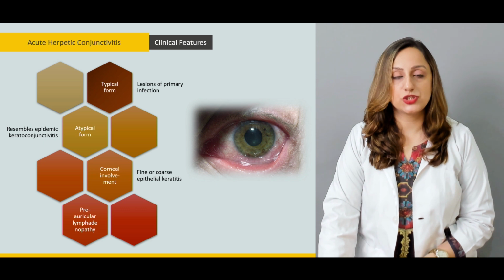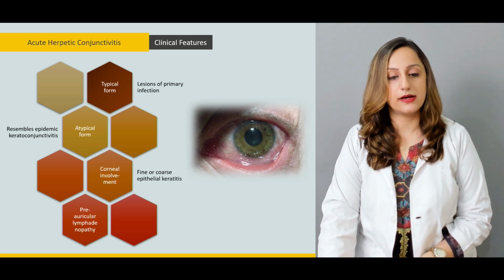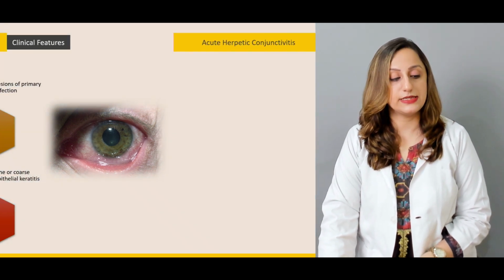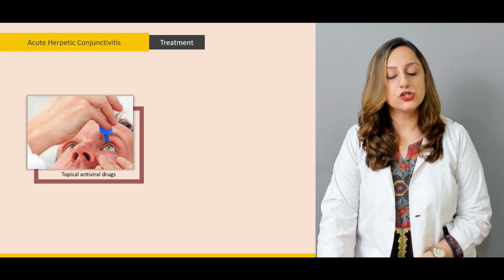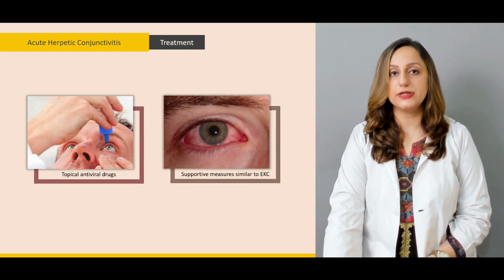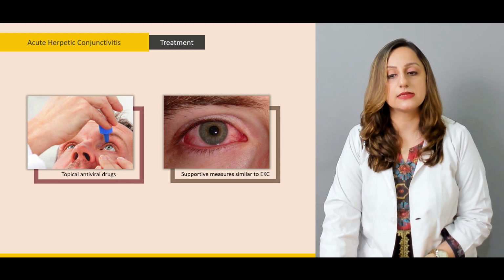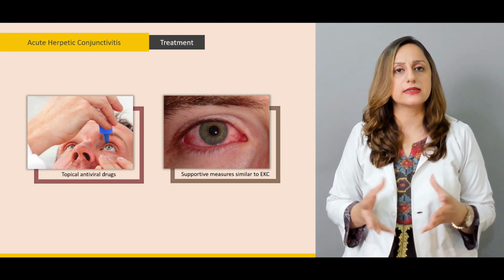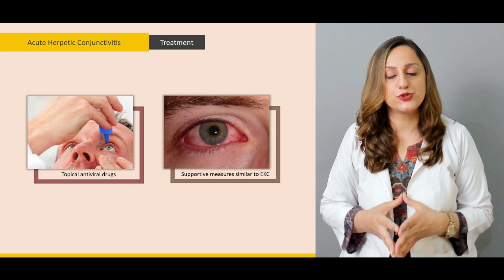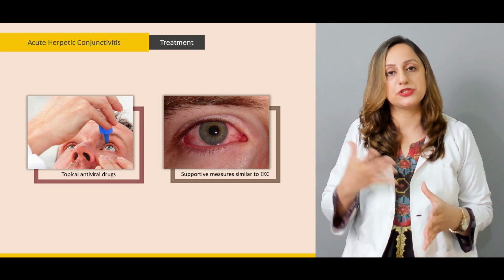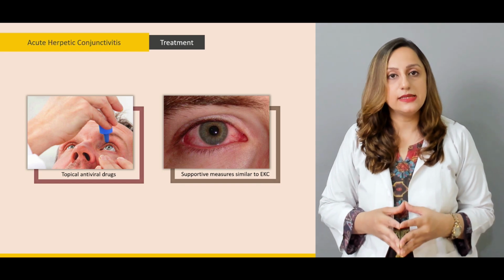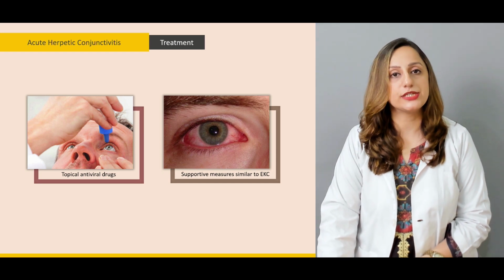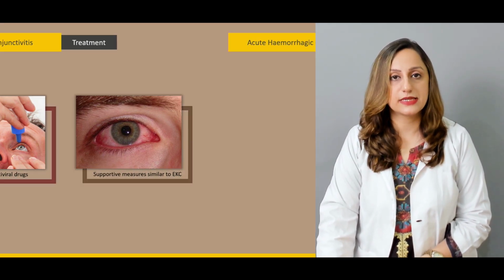On palpation, we see that the preauricular lymphadenopathy is also involved in such patients and occurs almost always. Topical antiviral drugs are used as treatment, along with supportive measures similar to epidemic keratoconjunctivitis. That would be the use of sunglasses and cold compresses, and then obviously topical low-dose steroids, which can sometimes be used but are mostly avoided in herpetic conjunctivitis cases.